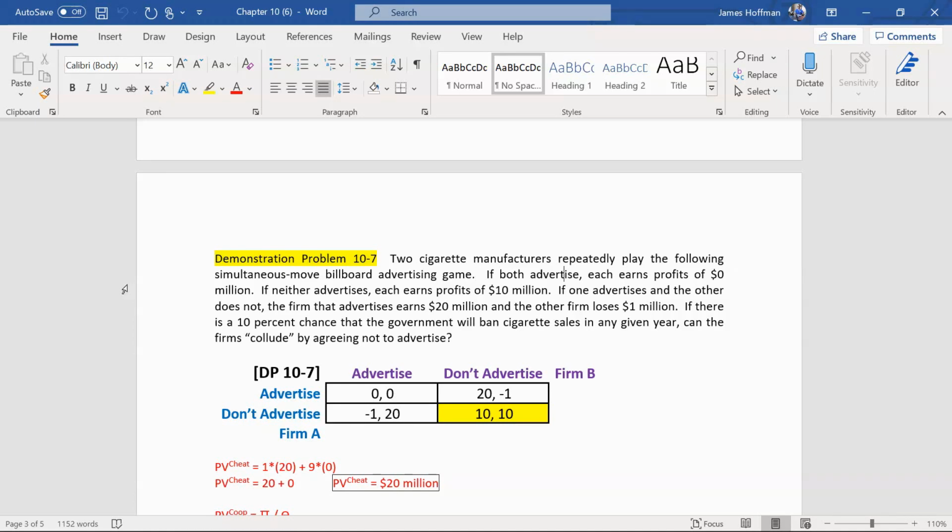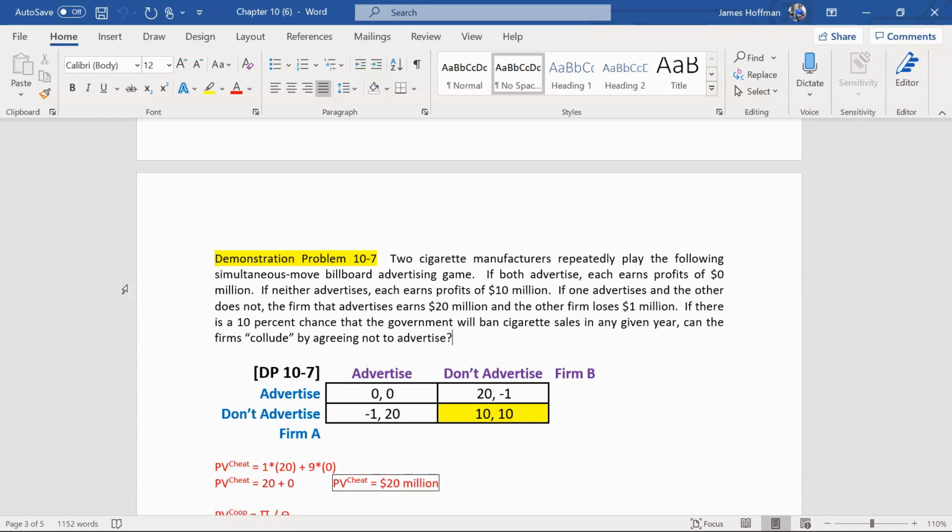So both firms advertise. Each earns profits of 50 million. If neither advertises, each earns profits of 10 million. And if one advertises and the other doesn't, the firm that advertises earns 20 million, and the firm that doesn't advertise loses $1 million. That's a -1. Okay, and then the thing here is if there's a 10% chance that the government will ban cigarettes in any given year, can the firms collude by agreeing not to advertise?